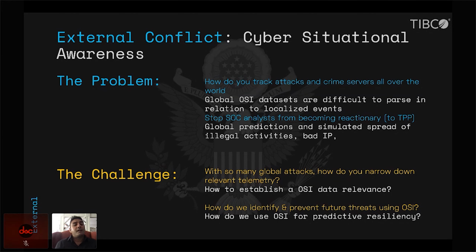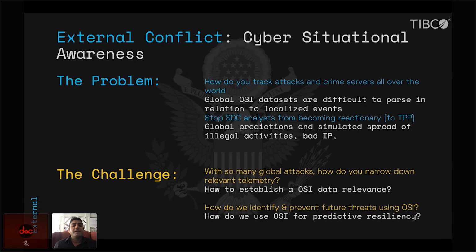So let's lay out the problem just like we did before. How do you track attacks and crime servers all over the world? I mean, when you start talking about global open source intelligence data sources, you're talking about high volumes of data all over the world. How do you take something that's global and be able to understand its value to you in a very localized standpoint? And then how do you stop those SOC analysts from becoming reactionary to TTP? And think about it.